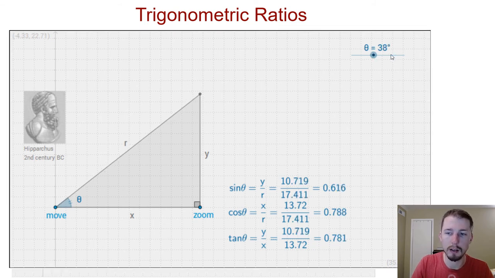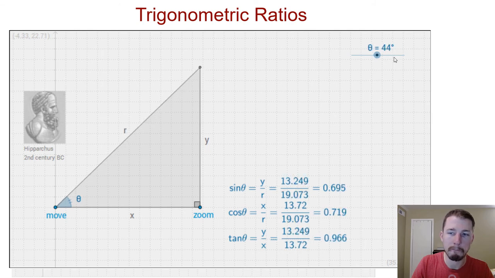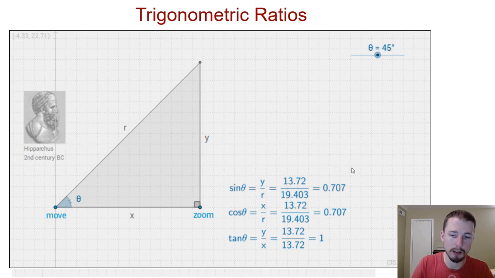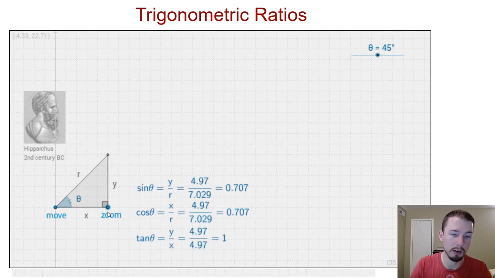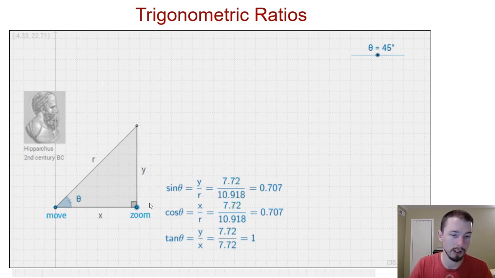Now, as I increase this all the way up to 45 degrees, you'll notice that sine and cosine have the exact same ratio because the opposite and the adjacent are the exact same values, which is kind of cool. And then the tangent of 45 degrees is going to be 1 because those are exactly the same. Now, if I scale it up or scale it down, it doesn't matter because those ratios are still going to be exactly the same, right? Which is actually really cool.